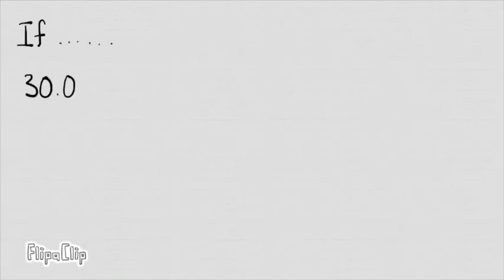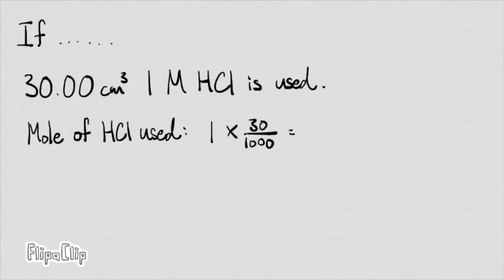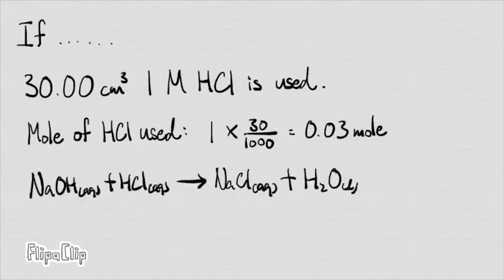For the calculation part, if 1 M hydrochloric acid is the standard solution used inside the burette and 30 cm³ of 1 M hydrochloric acid is used to titrate the sodium hydroxide solution, it means that 0.03 mole of hydrochloric acid reacted with 25 cm³ sodium hydroxide solution.